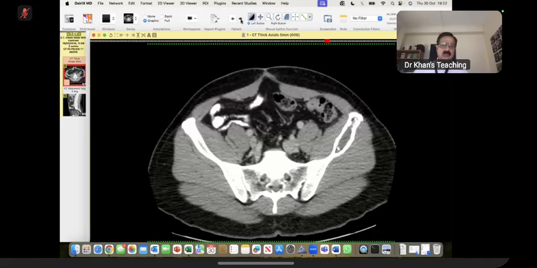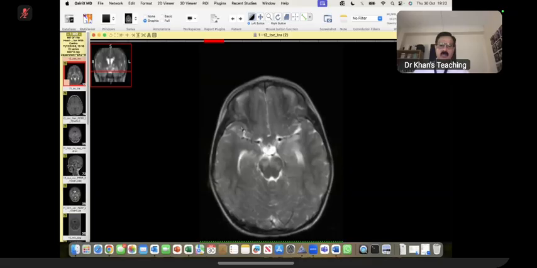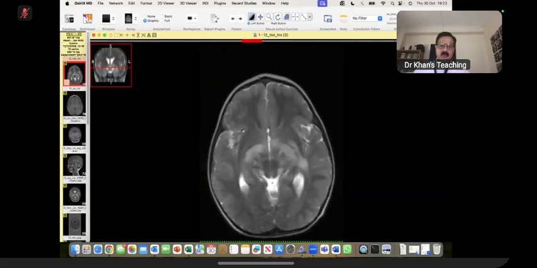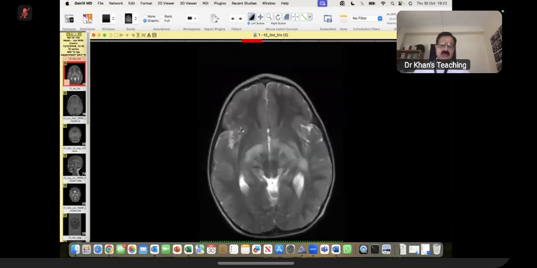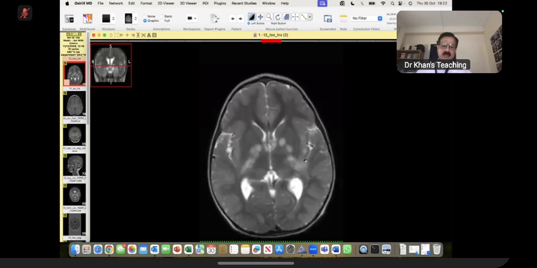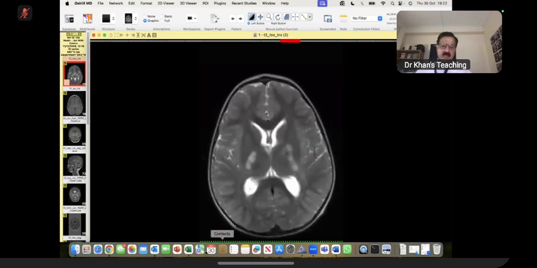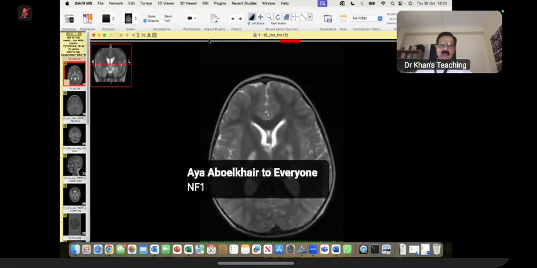Okay, your next case. Now my system is working well. I was able to go to the next one, so it will be less frustrating. This is the case where you can see all of this bilateral symmetrical high signal. In the chat, has anybody got the diagnosis? NF1, good, well done.